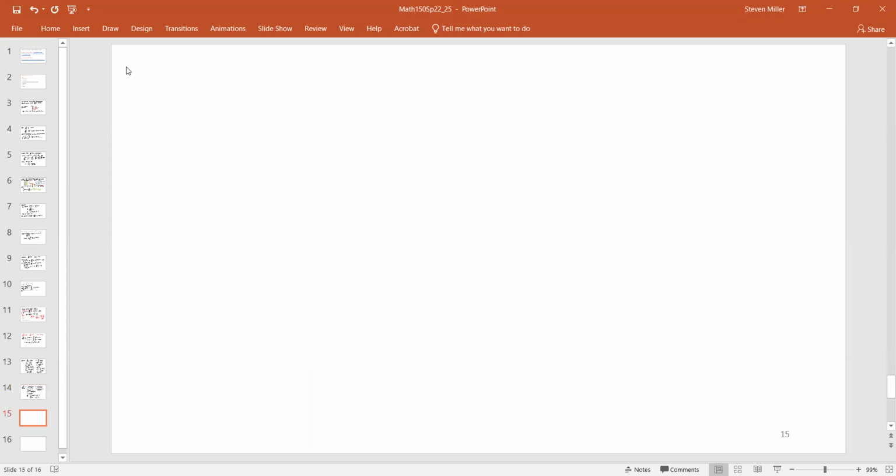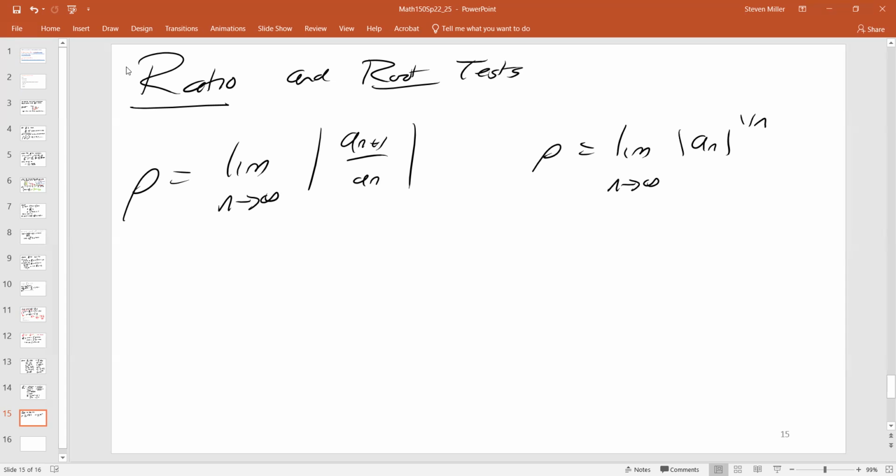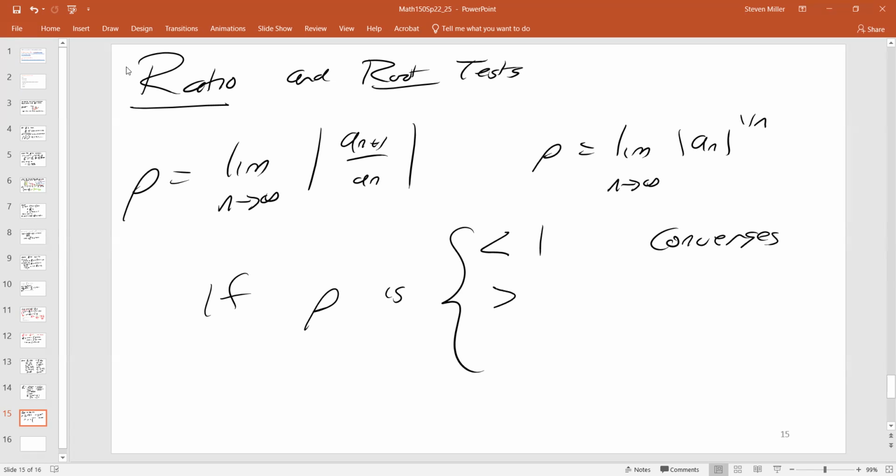So for the next class, we're going to do ratio and root tests. For the ratio, we're going to let rho equal the limit as n goes to infinity of a_(n+1) over a_n. And for the root, we're going to let rho equal the limit as n goes to infinity of the nth root of a_n. And for both of them, if rho is less than 1, it converges. Greater than 1, it diverges. And equals 1, no information.